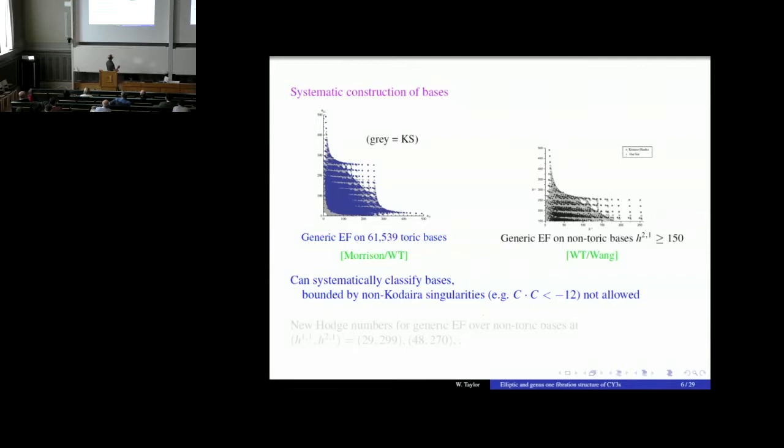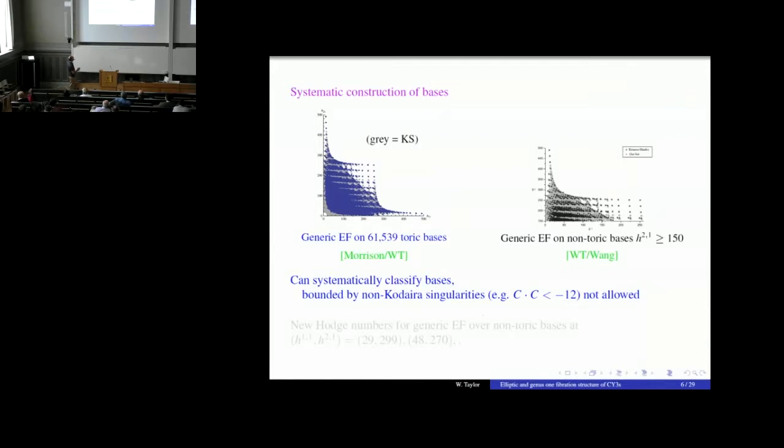So we did that with Dave Morrison. There are 61,000 toric bases. The generic elliptic fibrations over those toric bases give the blue points. The gray points here are the Hodge numbers of the toric hypersurface Calabi Yaus that we'll return to later, that were classified by Kreutzer and Skarke. So you see that this already gives you a good picture of the large set of Calabi Yaus.